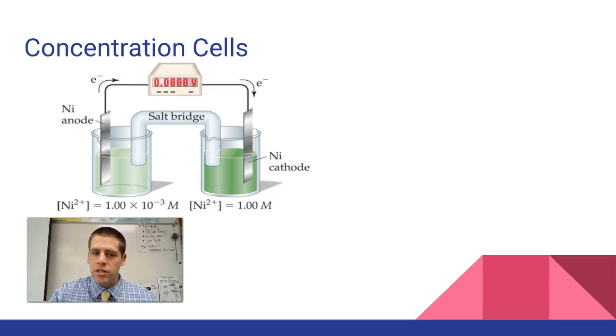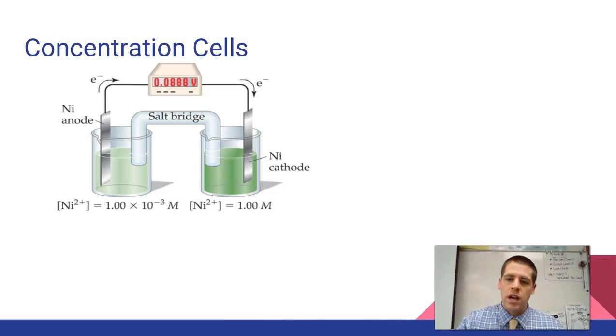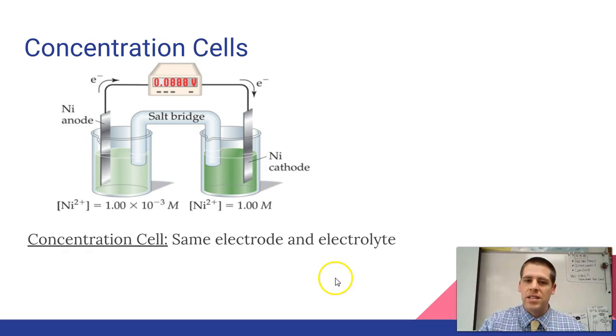This leads us into another situation, what's called a concentration cell. A concentration cell has the same electrode and the same electrolyte. So if we look at this, we have a nickel electrode on both sides, and we have a nickel ion solution on both sides. You wouldn't think that it would do anything. It would just kind of sit there. But let's go to our Nernst equation.